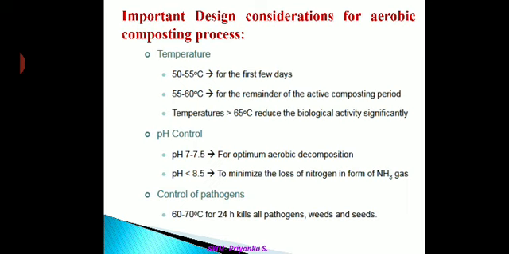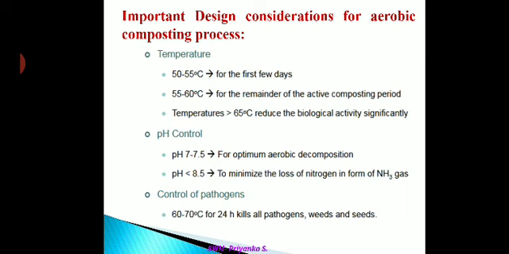So for the best results, the temperature should be maintained between 50 to 55 degrees centigrade for the first few days. Then between 55 to 60 degrees for the remainder of the active composting period. And if the temperature goes beyond 65 degrees centigrade, the biological activity is reduced significantly. So the temperature also plays a very important role.